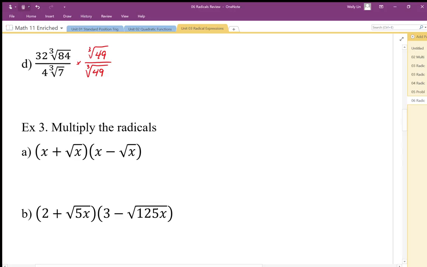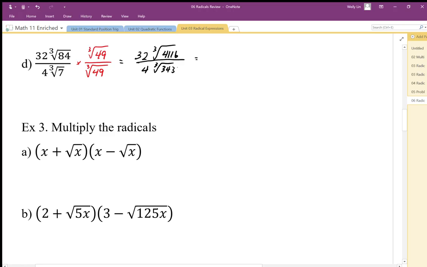And then when I work this out, I'm going to end up with 32 cube root of 84 times 49. Oh, that's a big number. So it looks like I probably could have done something a little bit different to avoid these big numbers. But I'm dealing with these big numbers now. So, 4116. And the denominator becomes 4 times the cube root of 343.